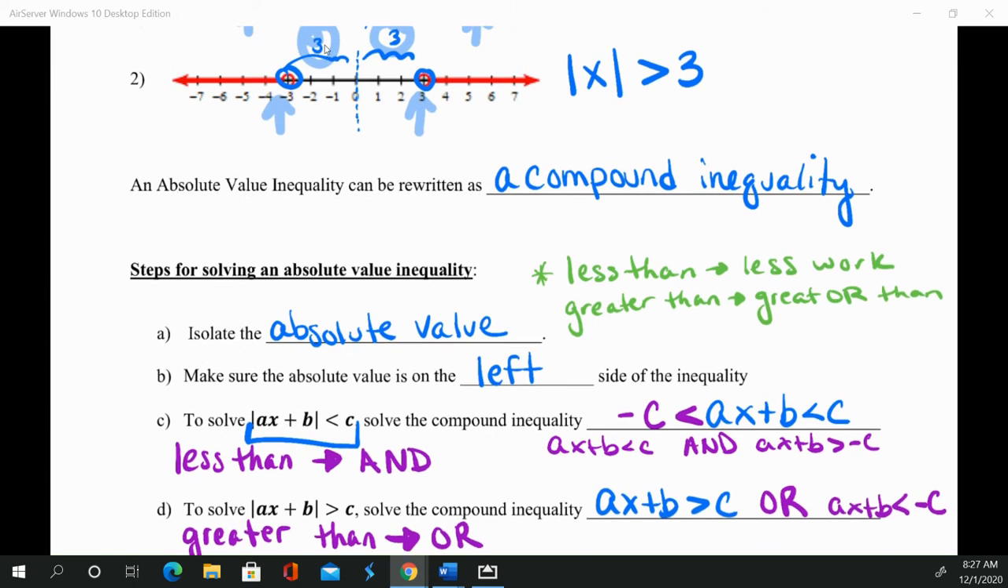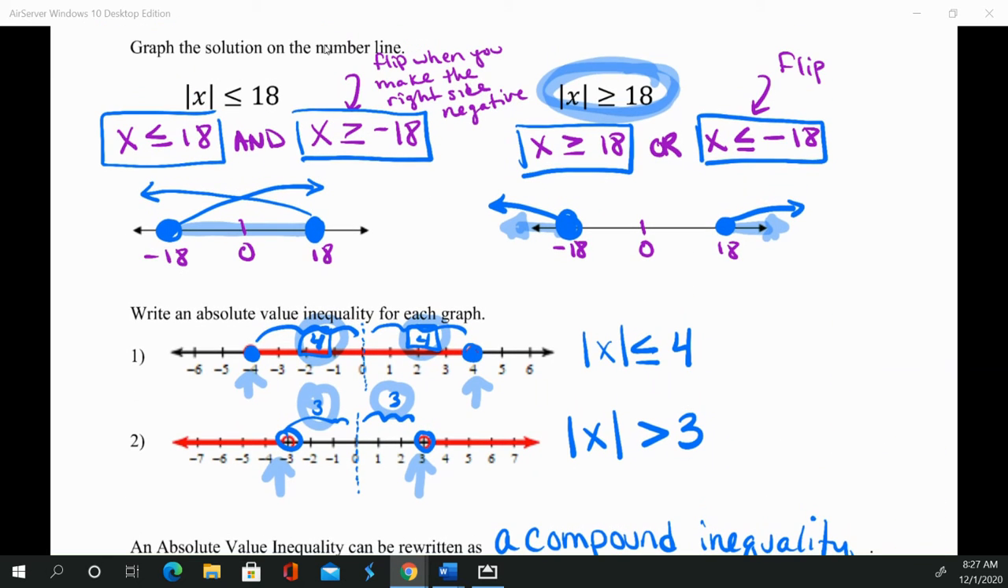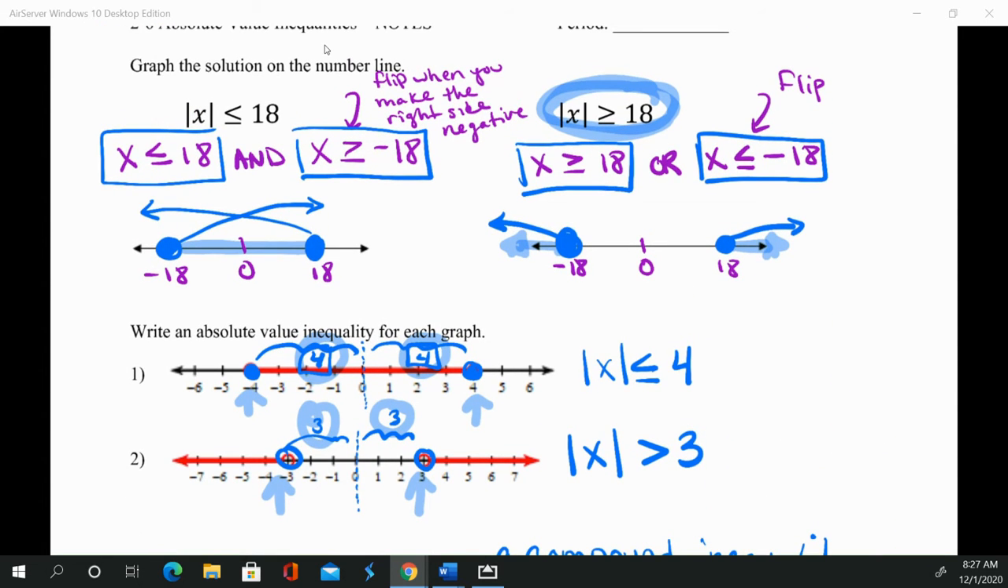So now let's just go back and review the first two examples that we did. Right, this was less than, and when we flipped the inequality symbol and made the right side negative, it turned into an and inequality because it had that overlapping shaded region. The second one we did was greater than or equal to. So again, greater than, it turned out to be an or because again, it was shaded in the tails and there was no overlap.